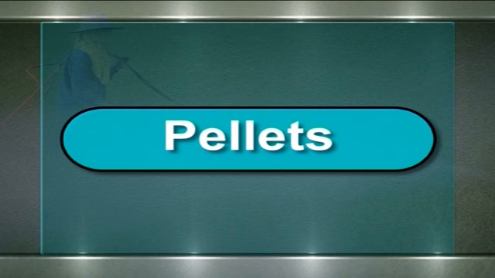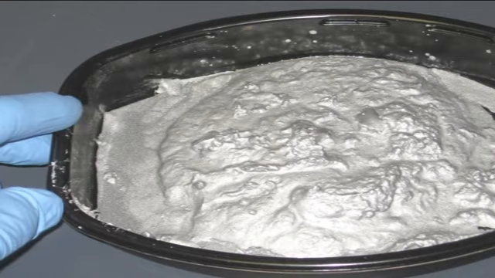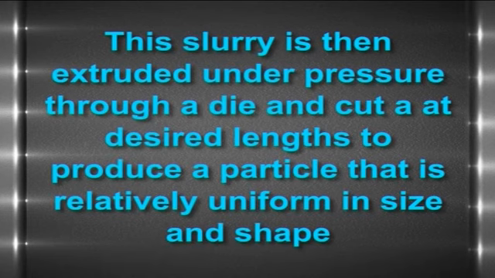Next is pellets. Pellets are very similar to granules, but their manufacture is different. The active ingredient is combined with inert materials to form a slurry. This slurry is then extruded under pressure through a die and cut at the desired length to produce a particle that is relatively uniform in size and shape.